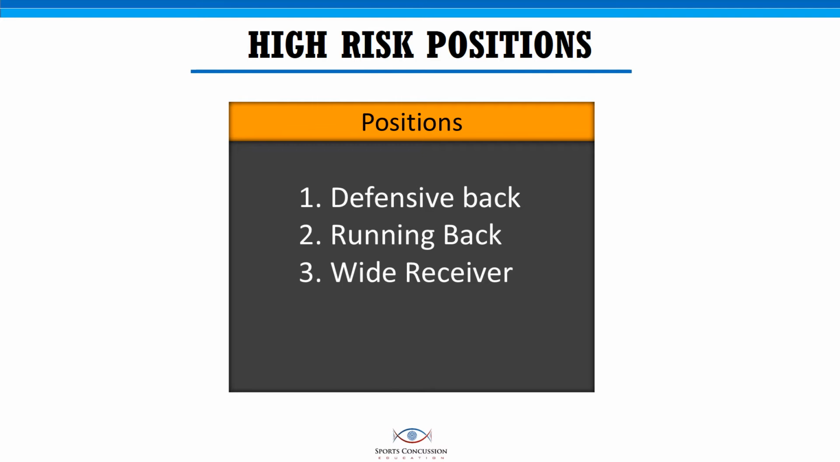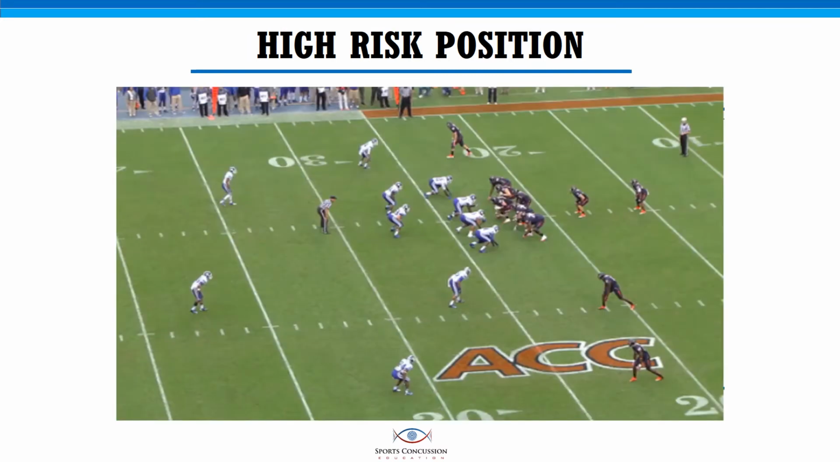If you think about it, it really makes sense. On the field of play, these 3 positions are very much associated, and later in the course, you will see how intricately linked these 3 positions are. So this list is important. Defensive back, running back, and wide receiver are the highest risk for concussions. Let's take a look at another video. See if you can identify the SRC.